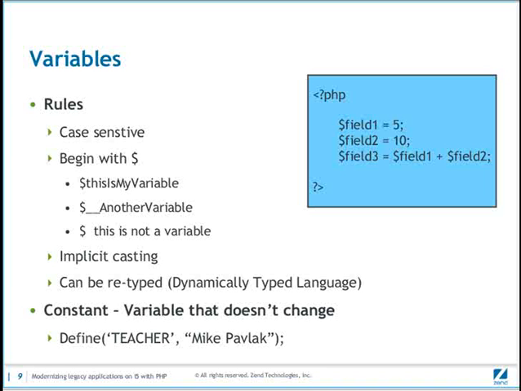Variables are implicitly cast. They're dynamically typed. So we see that on a regular basis, and that becomes a very powerful asset in our arsenal as we're building applications. And then, of course, we have the support for constants and so on and so forth.